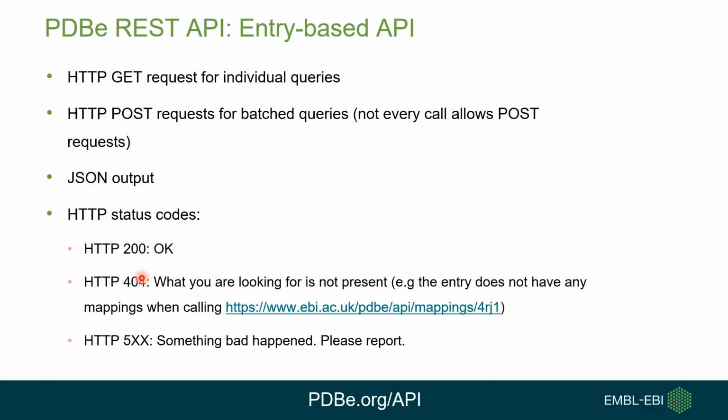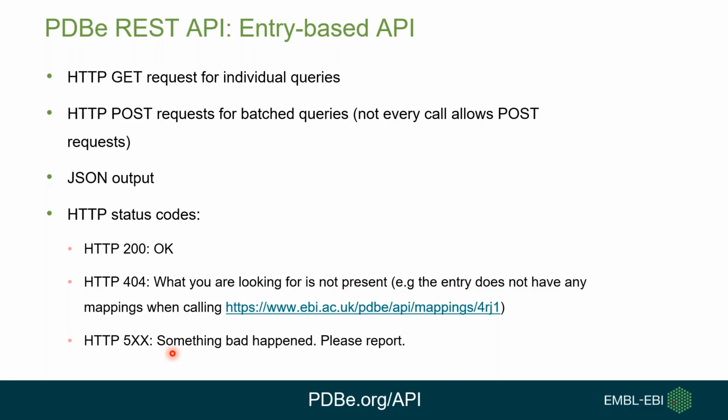There are 3 possible HTTP status codes. The first one is 200, which means everything is okay. The second one is 404. That doesn't mean everything is not okay. It simply means that what you are looking for is not present. For example, the entry 4j1 does not contain any SIFTS mapping. So if you ask for a SIFTS mapping, you would get 404.